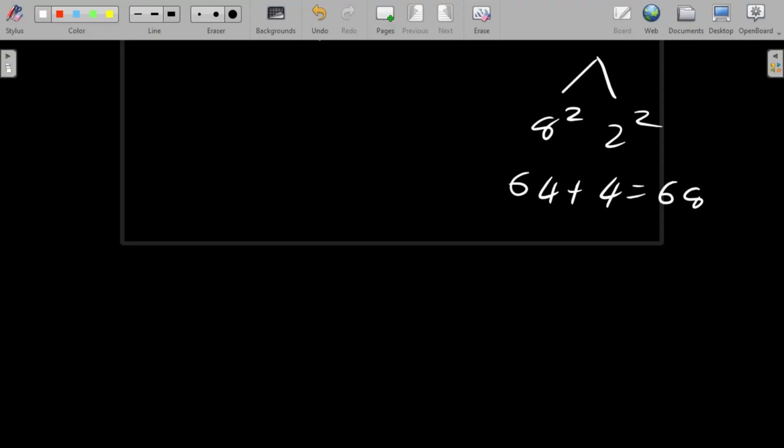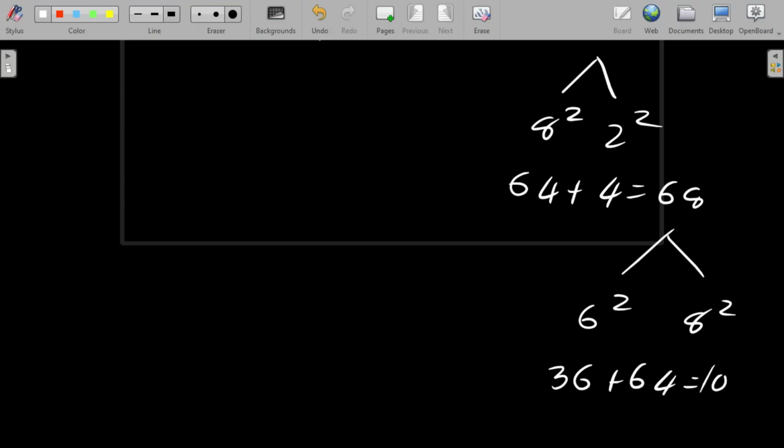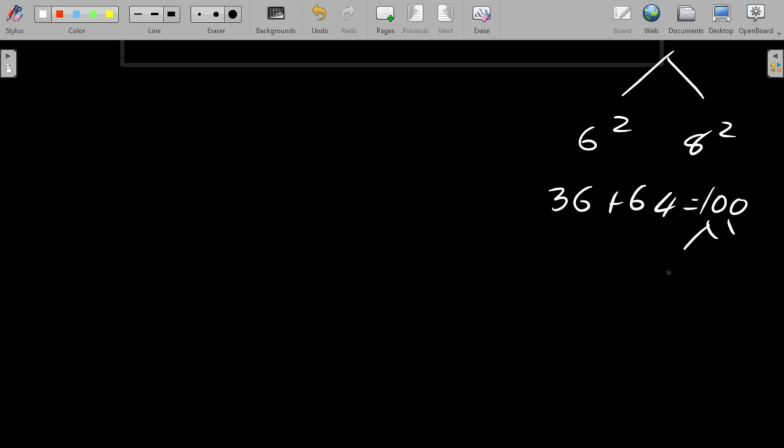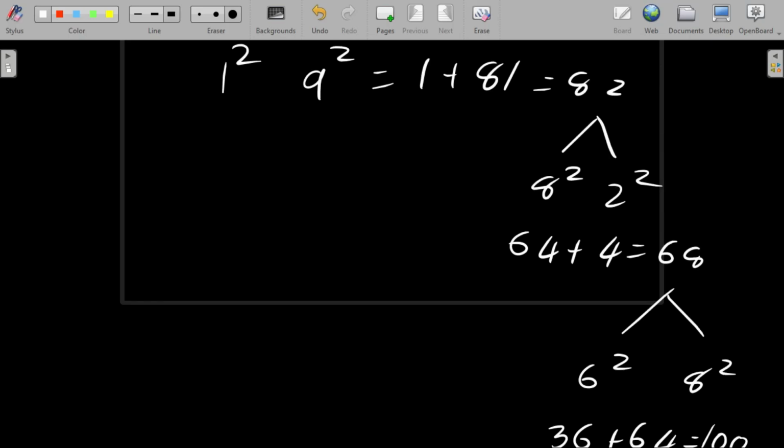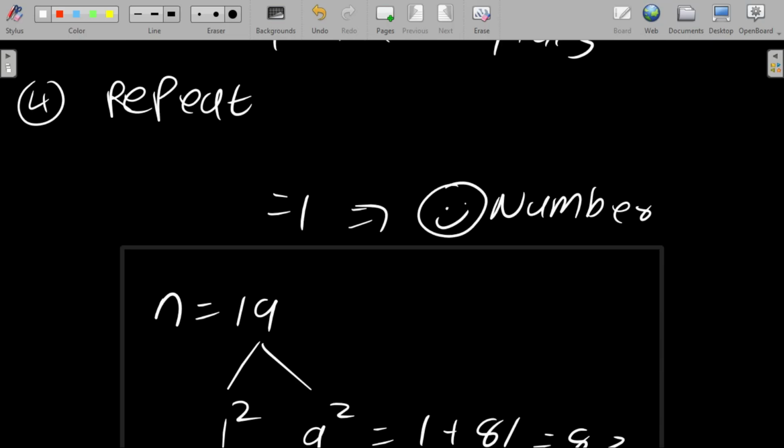Again, we split it. So it becomes 6 square and 8 square, which is 36 plus 64, and 36 plus 64 is 100. We split it again, so we get 1 square plus 0 square plus 0 square. That means 1. So finally we got 1. So 19 is a happy number.